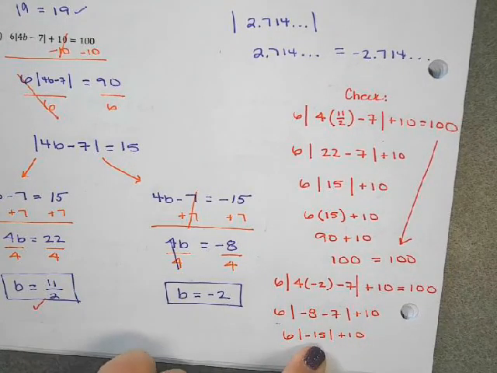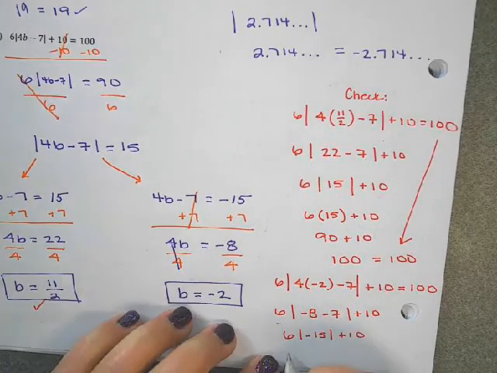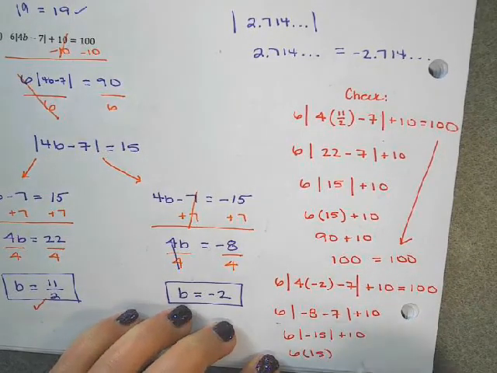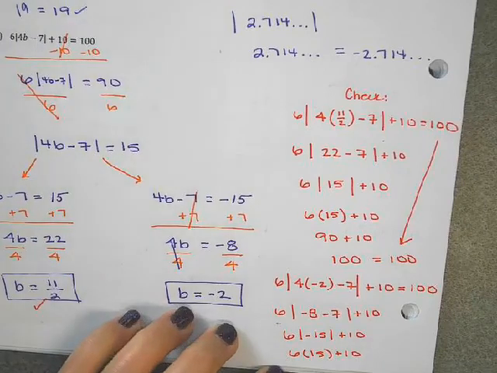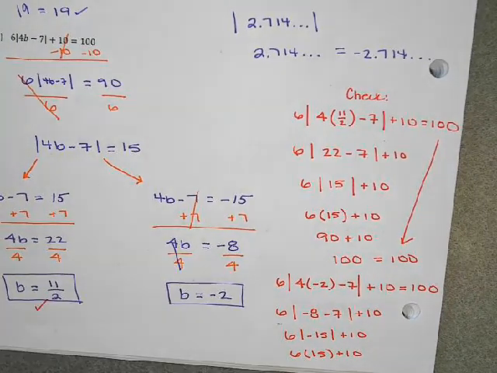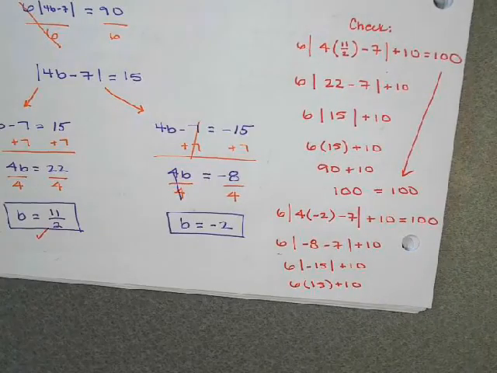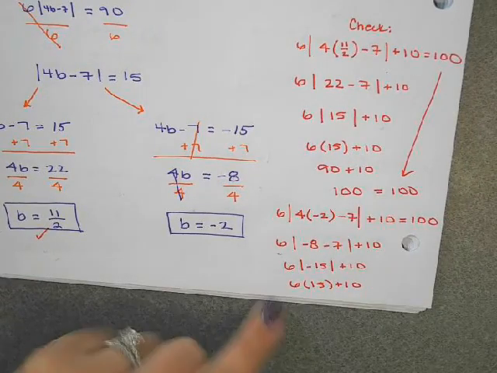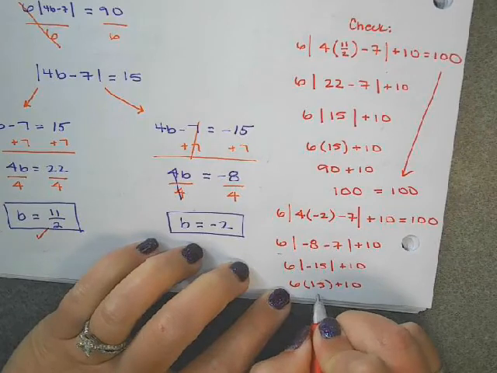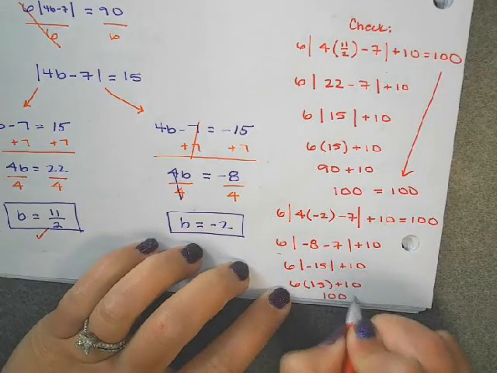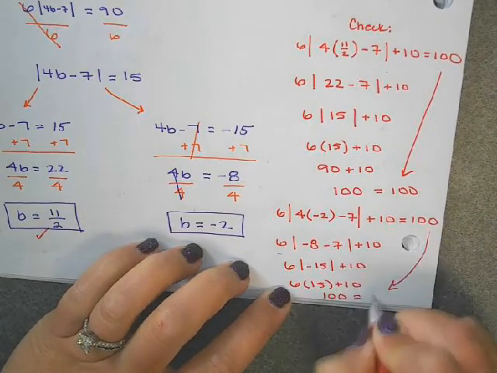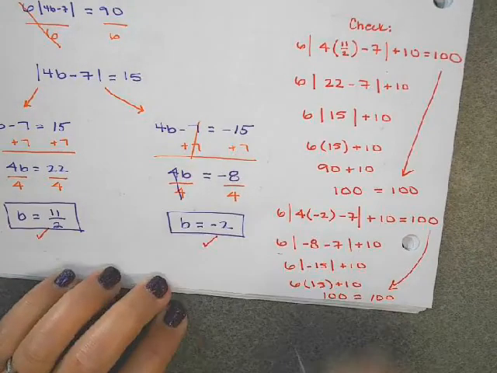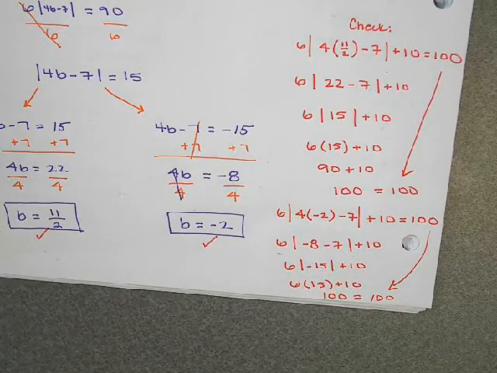6 times the absolute value of -15, that's going to be a positive 15. So 6 times 15 plus 10. Which is exactly what we had right here. So we do know this is going to be 90 plus 10, which is then 100, which is still equal to the 100 that was on the right, and this is also a solution. Okay.